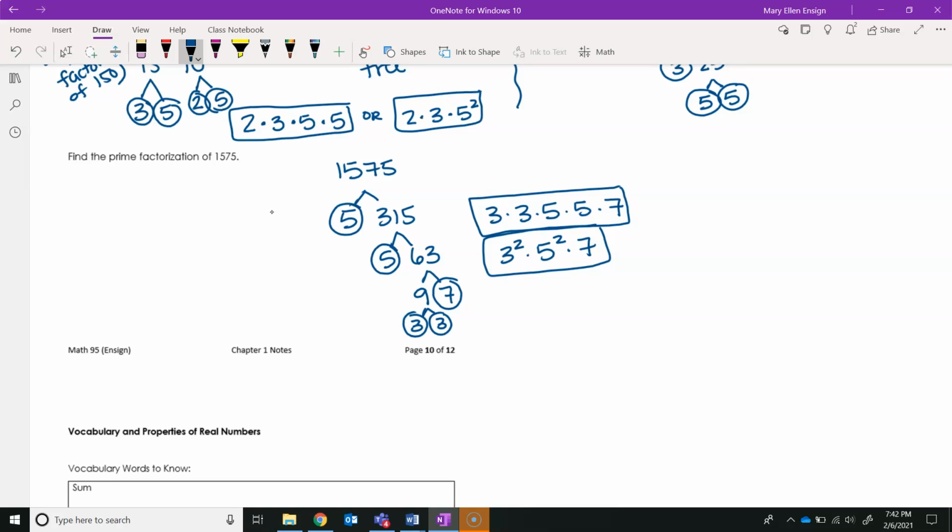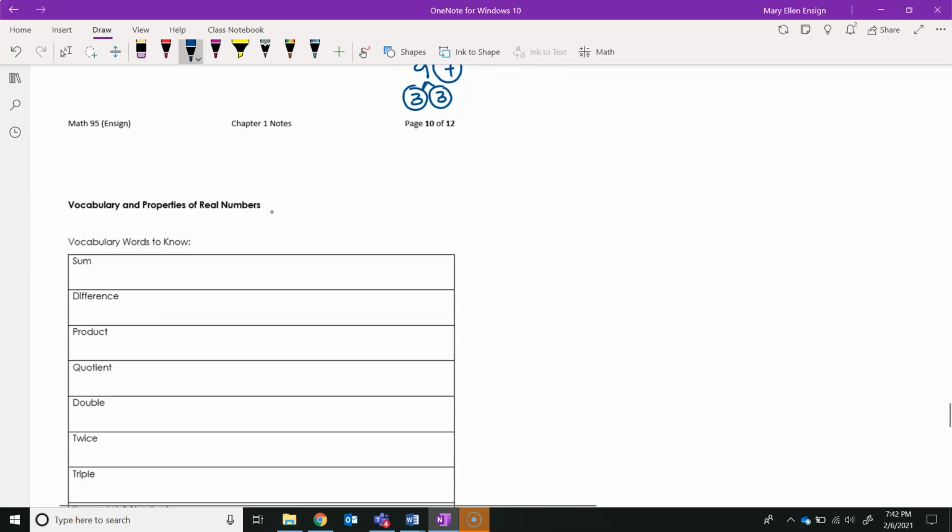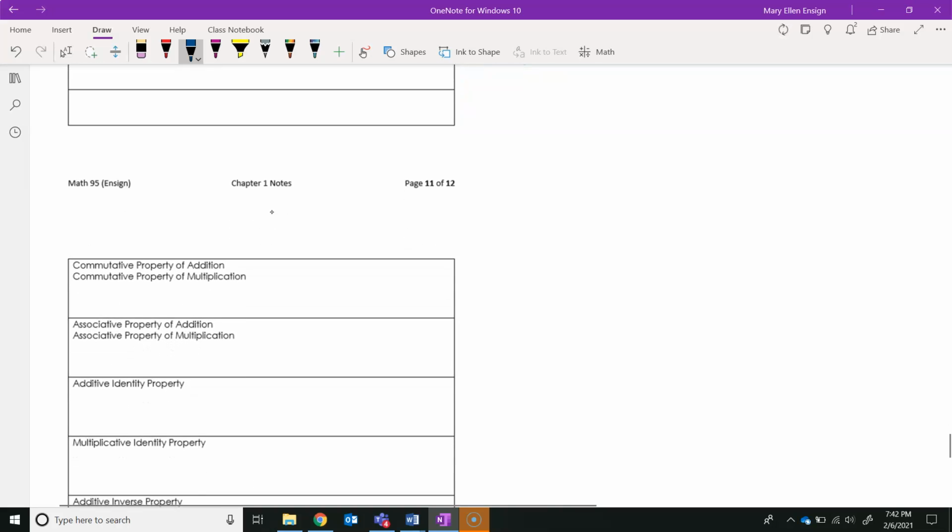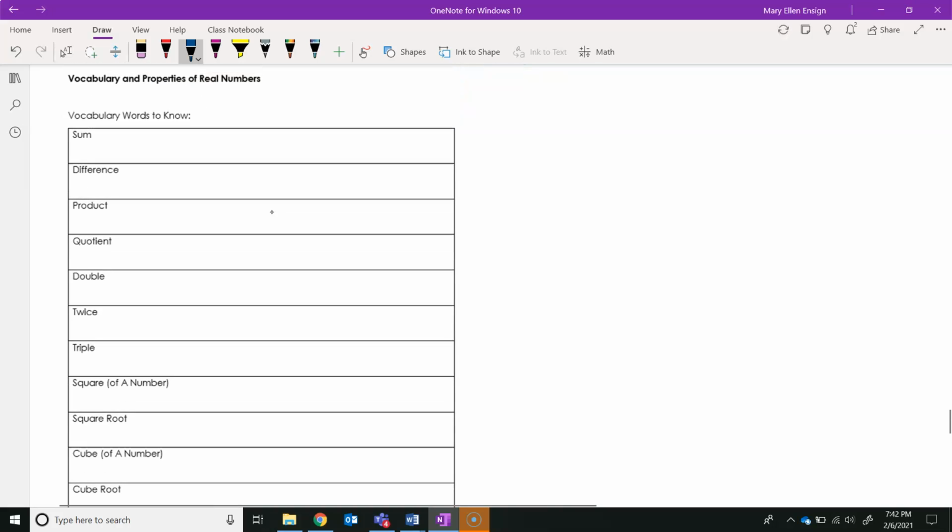Okay, so let's go down now. The last 2 pages here are some vocabulary that you need to make sure you know. So the word sum is the answer when we add. The word difference is the answer when we subtract.